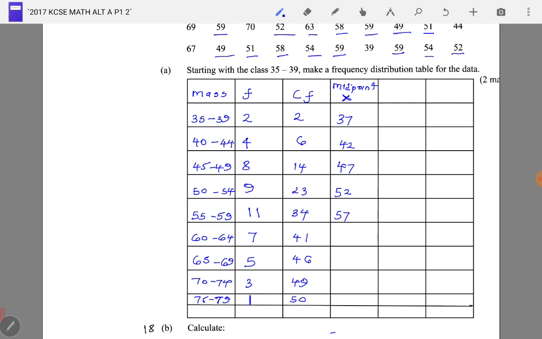The next midpoint, 60 plus 64 divided by 2, we have 62. Then 65 plus 69 divided by 2, we get 67. Then 70 plus 74 divided by 2, we have 72. Then 75 plus 79 divided by 2 gives us 77.